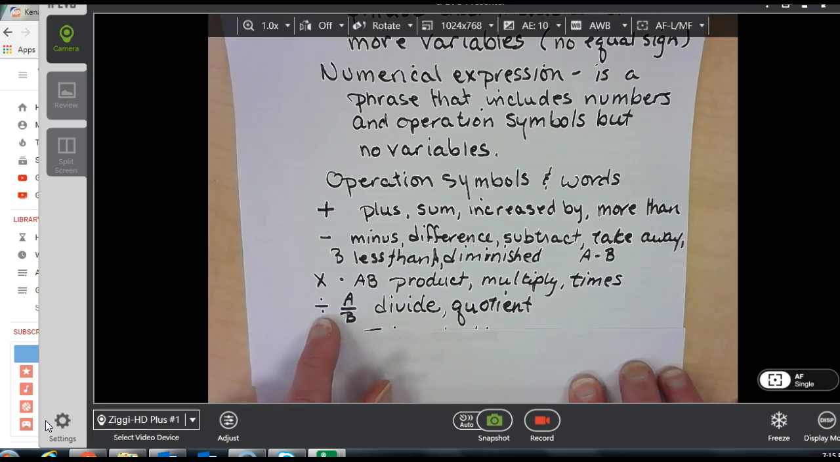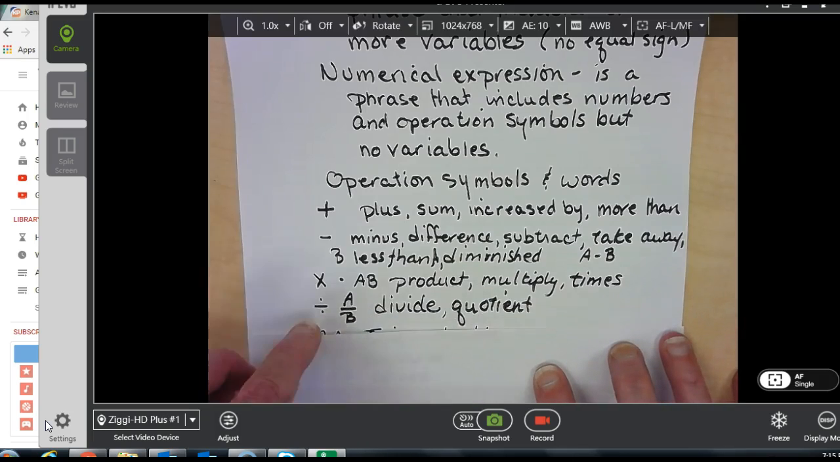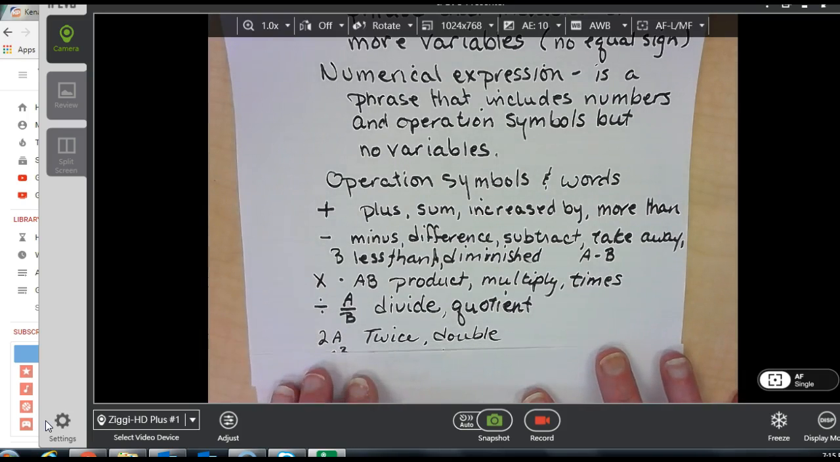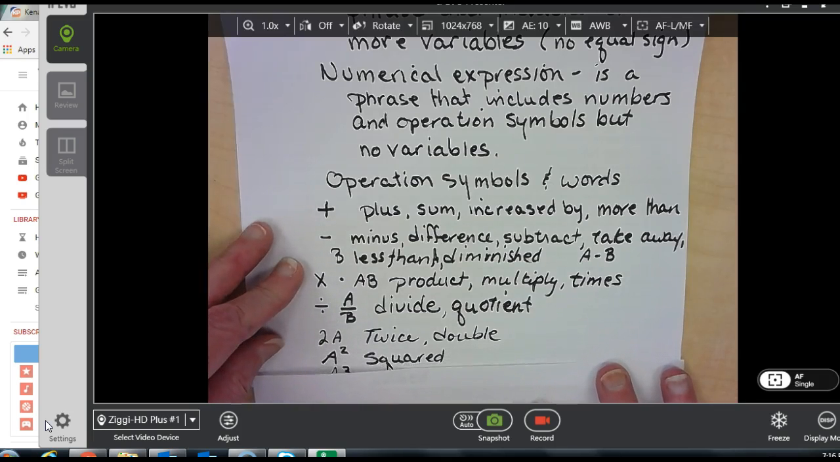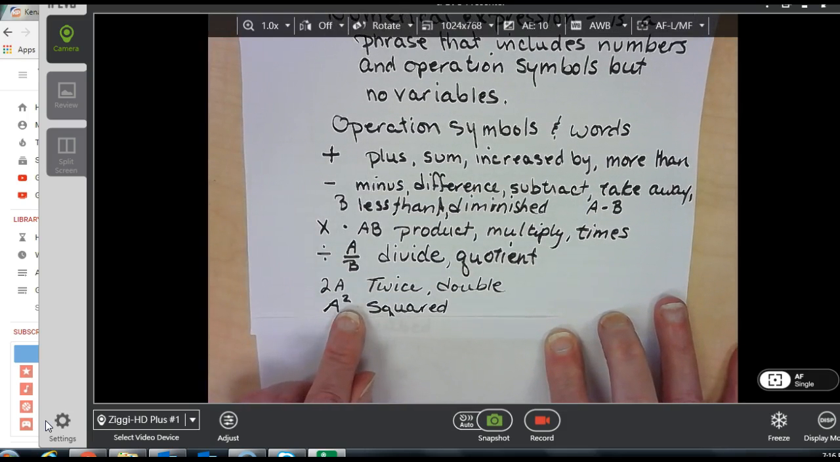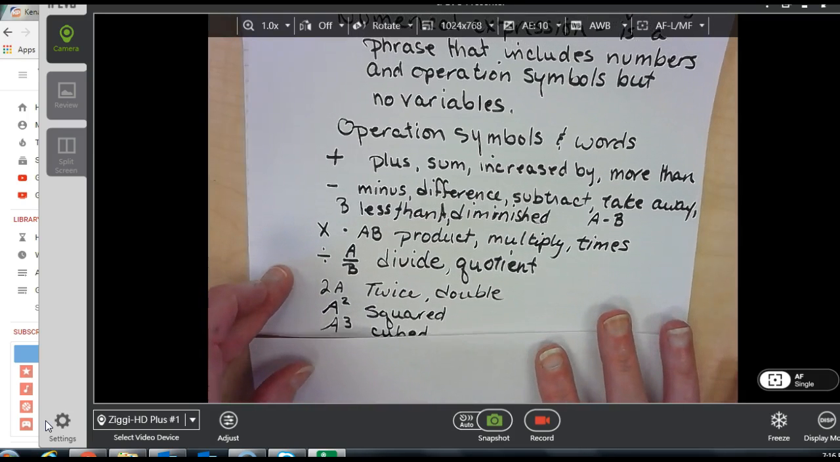Division, besides a divided with a division symbol, we can also write it as a fraction, because a over b in a fraction means a is divided by b. So a lot of times when we do quotients, we write them as fractions. Other words that you might see are twice and double, which means 2 times a, or 2a. If we square something or find it squared, that is a to the second power. If you had 3 squared, that would mean 3 times 3 is 9. 5 squared, 5 times 5 is 25.